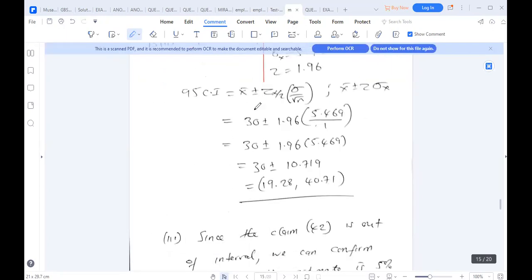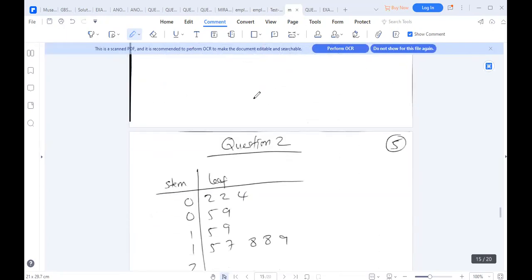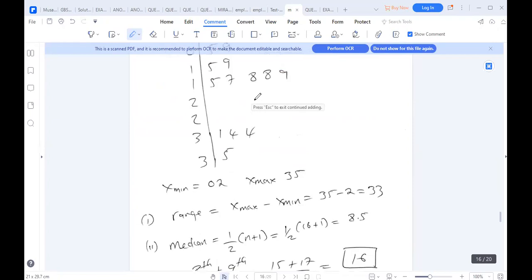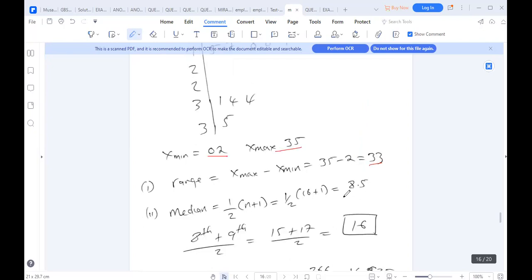So that is how we found our median. So the lowest number, the highest number, the difference, we already got this part of the question: 33. The median, 8.5th position, so 15 plus 17 divided by 2, which is 16. At this point, are we together? Are we moving together?